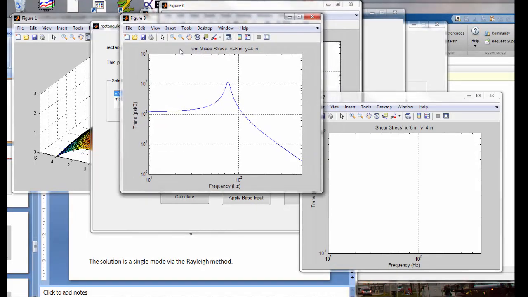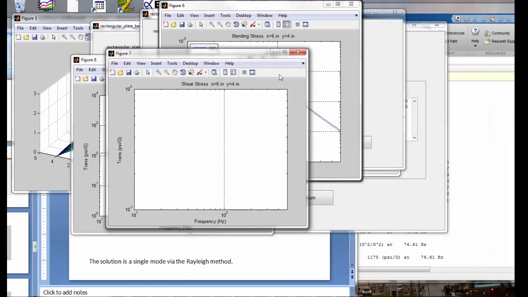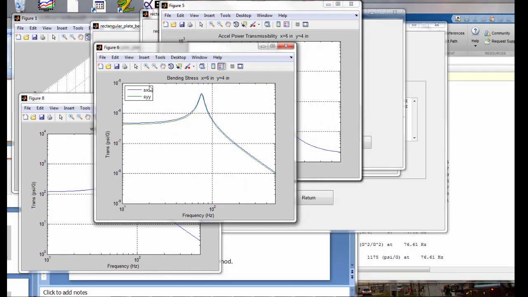So here's von Mises stress due to the fundamental mode at about 76 hertz. This is the transmissibility, PSI, which is the stress divided by the base input G versus frequency in hertz. Shear stress is 0 at the center of that plate. Then the bending stress, the SXX and SYY components. So those, again, get fed into the von Mises stress calculation.